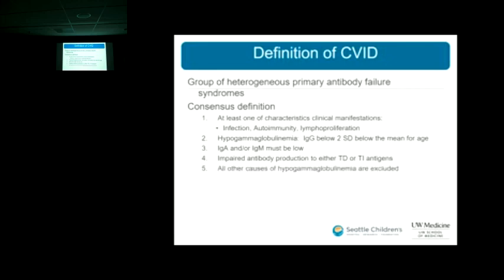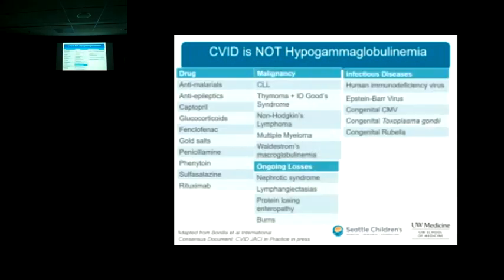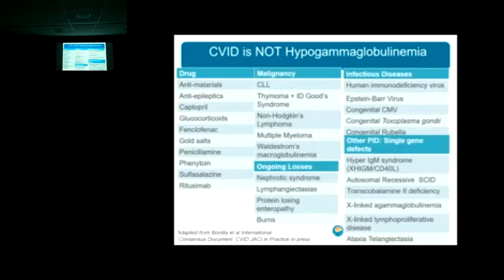And importantly, and this is the critical and the most difficult, is you need to exclude other causes of hypogammaglobulinemia. And in general, this consensus statement suggests that there's really no indication for genetic testing for all CVID patients. And so I have the references here. So what I want to make sure is that we really dig into the different causes of hypogammaglobulinemia.